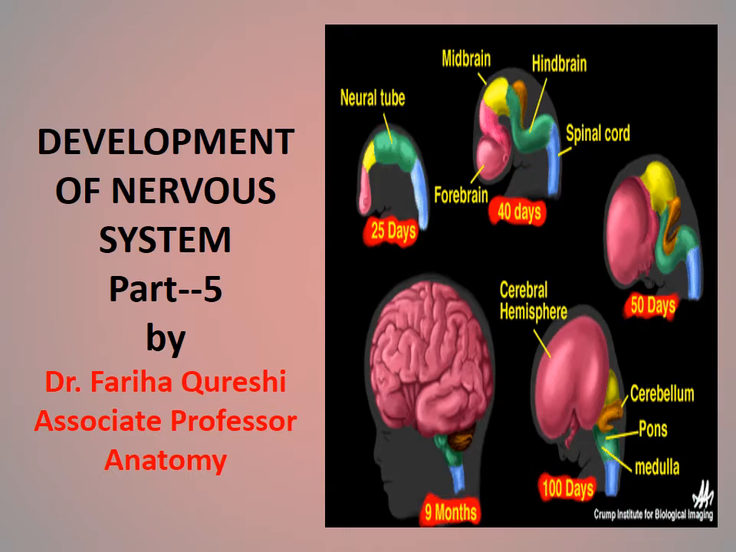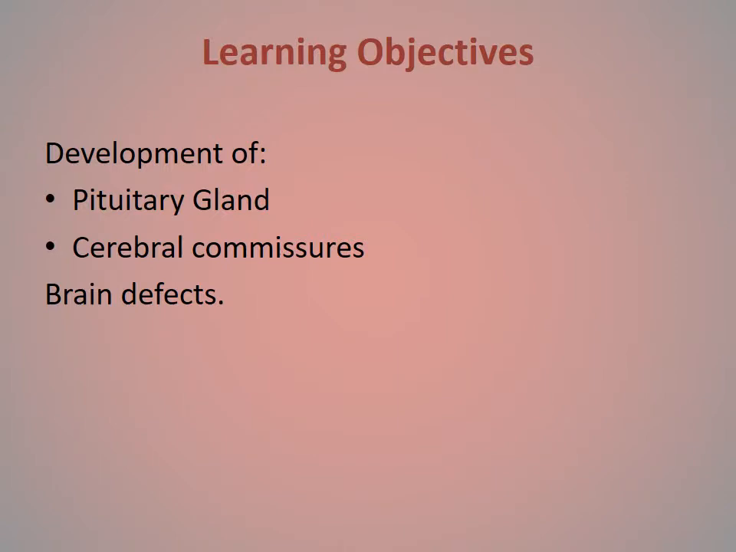This is our fifth lecture on the development of the nervous system. In this lecture, we'll discuss the development of the pituitary gland, the cerebral commissures, and a few of the brain defects.